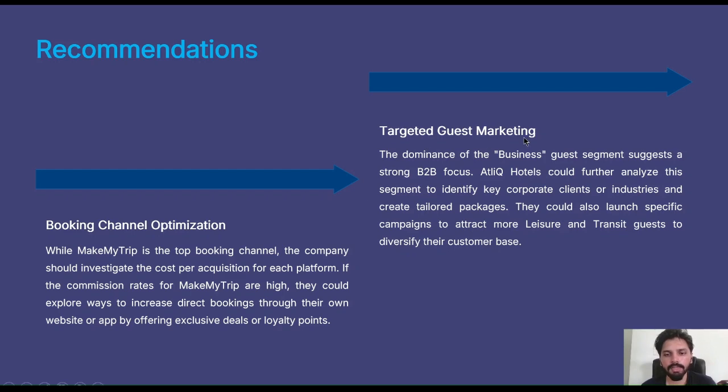Now, the targeted guest marketing. From the analysis, we can see the business category guest segment suggests a strong B2B focus. AtliQ hotels could further analyze this segment to identify key corporate clients or industries and create tailored packages. They can create some specific facilities or offers for the business clients. They could also launch specific campaigns to attract more leisure and transit guests to diversify their customer base. They can also use some marketing or sales methods to attract the other two categories to increase the occupancy there also.